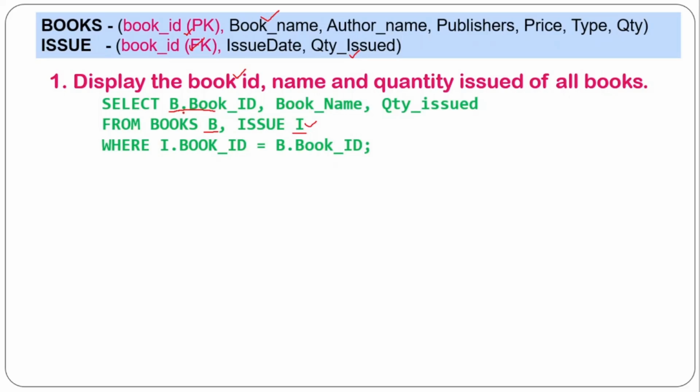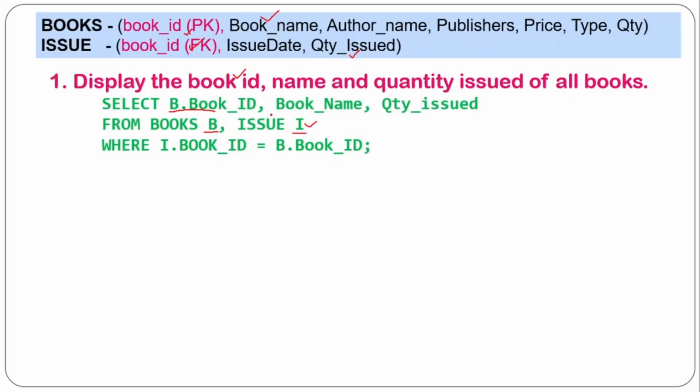I want to display the book ID from the books table, so I am using B.book ID, and the book name and quantity issued are present only in one table. So there is no need for a qualified name. We can use the column name itself. If a column is present in both the tables, I want to use its full name in the select list.